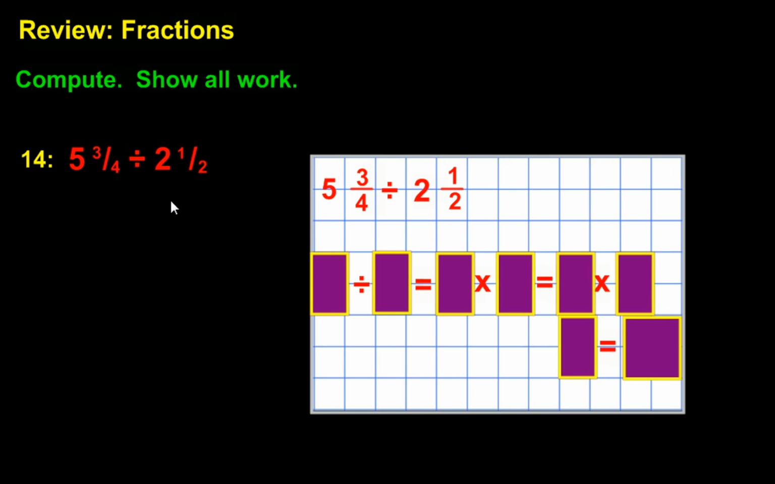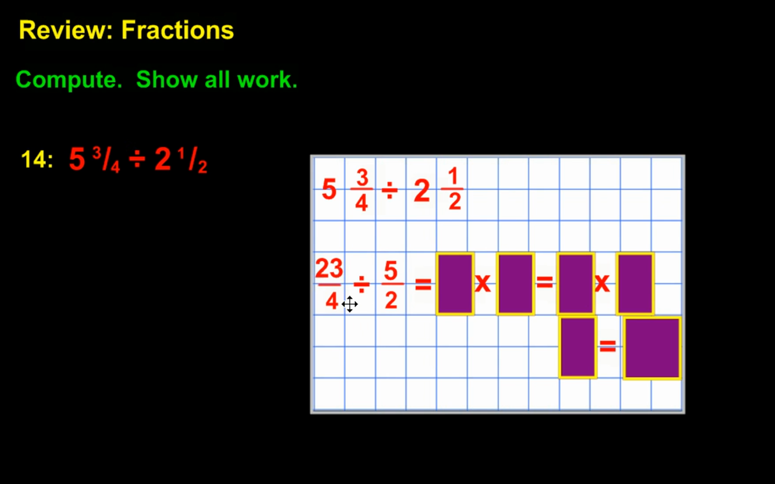Now we are dividing. So we have 5 3/4 divided by 2 1/2. The numbers are similar to the first problem, but now we're dividing. So, to start a division problem, it's really no different than it was for the multiplication problem. We need to take each of these numbers and turn them into improper fractions. So just like before, it's 23 over 4, 5 over 2.